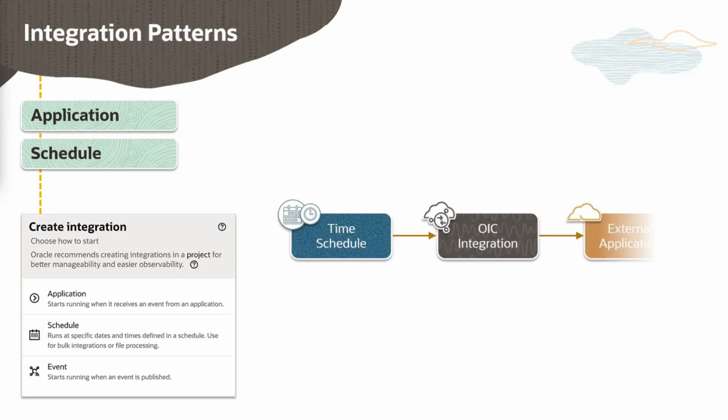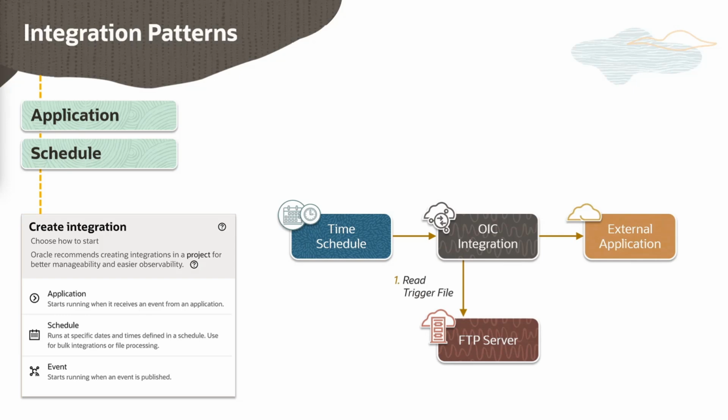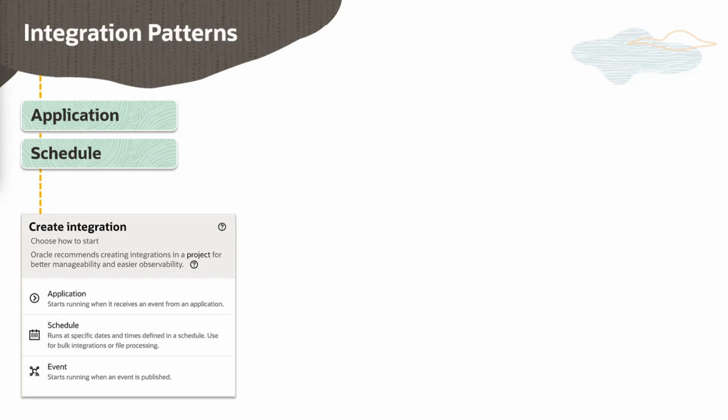The schedule pattern allows you to define a time-based schedule to trigger the integration instead of an adapter. For example, you could add an initial invoke to an FTP server to read a trigger file, and then a second call to download the file for further processing downstream. After designing this integration, you simply schedule when and how often to run it.